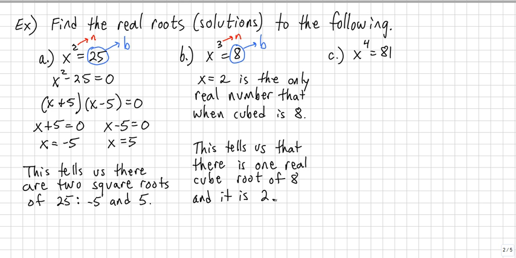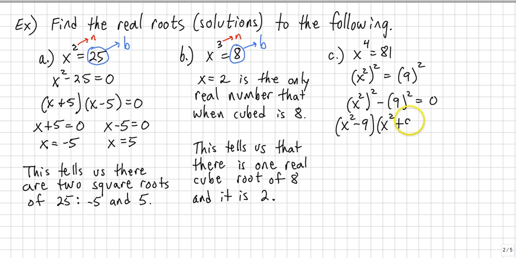So let's try another one. x to the 4th equals 81. Well, we have x to the 4th and we have 81. So x to the 4th can be written as x squared squared, and 81 can be written as 9 squared. So if I move 81 to the left-hand side, I have the difference of two squares. So I end up with x squared minus 9 and x squared plus 9.